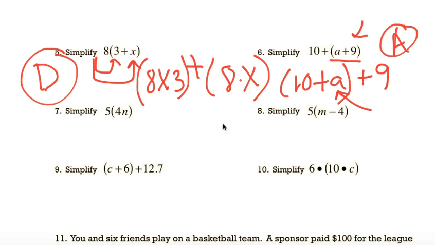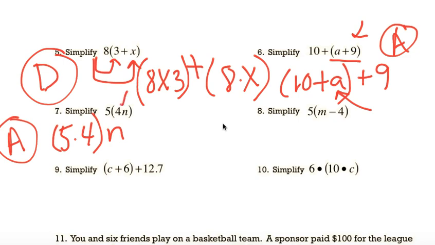Number 7, we are going to use the associative property. We're going to associate not the 4 and the n, we're going to associate the 5 with the 4. They're side by side, so you're going to multiply. And the n is going to go on the outside. If I plug in 1 for n, in this situation, 4 times 1 is 4, times that 5 on the outside is 20. If I plug in 1 for this n, 5 times 4 in the parentheses is 20, and 20 times 1 is still 20.